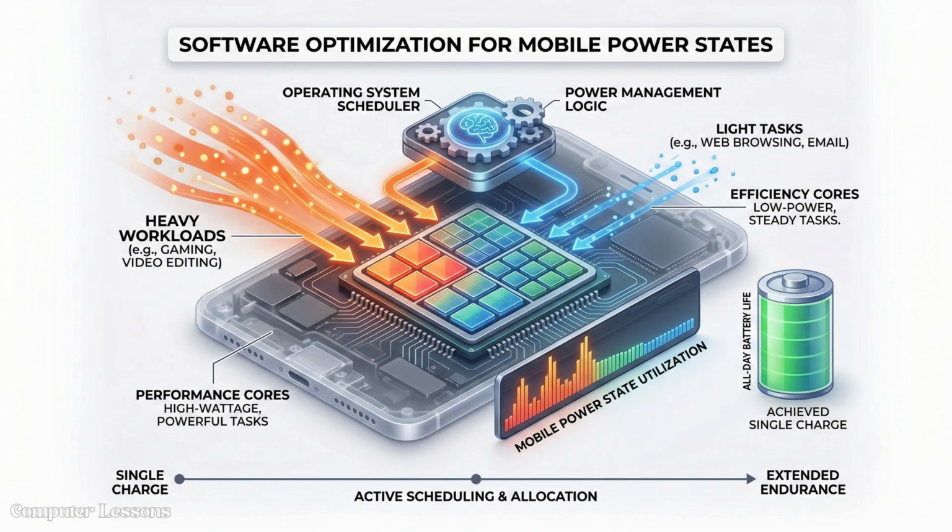Software optimization for mobile power states utilizes hybrid CPU architectures with performance and efficiency cores. The operating system scheduler decides which tasks require high wattage power and which can be handled by low-power cores. This management is essential for achieving all-day battery life on a single charge.